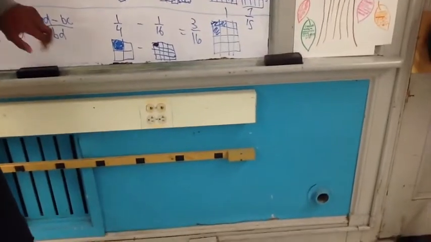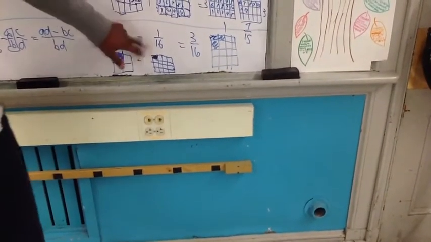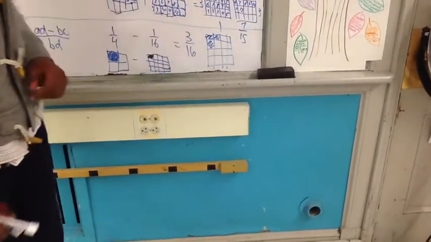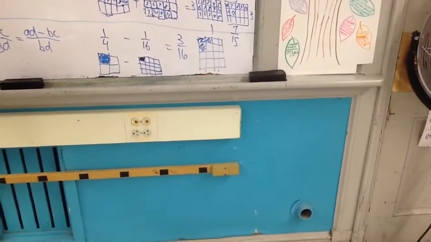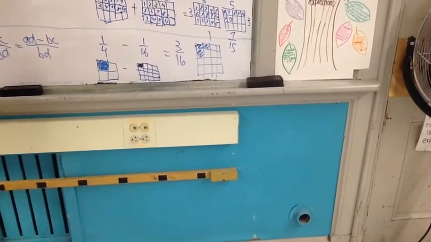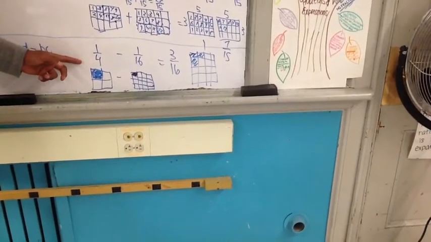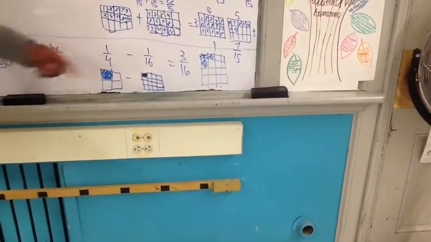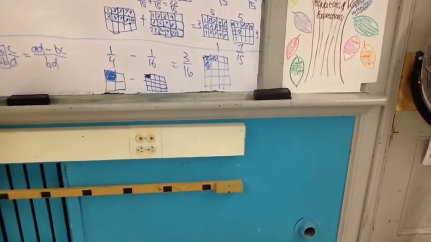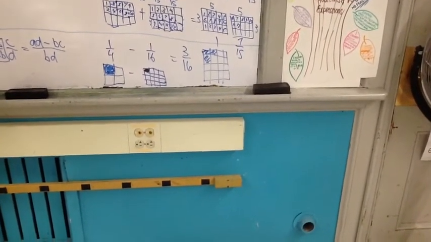Now, we look at an example for this, and again we do the same thing that we did for addition. So we say 1/4 minus 1 over 16 is equal to 3 over 16. Now, the first thing the students are thinking is, can I represent this 1/4 so that instead of having 4 spaces, I have 16 spaces? And I can do that actually very easily.